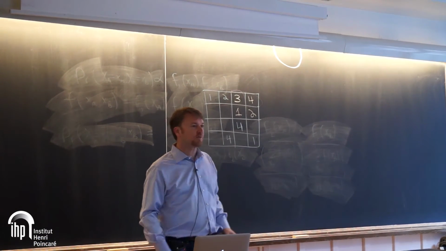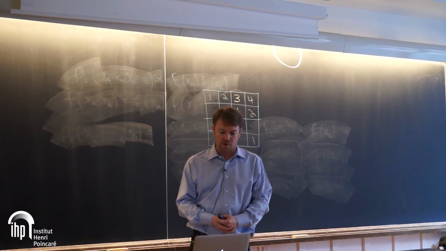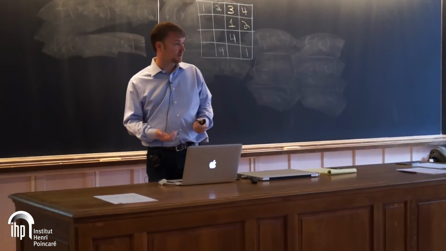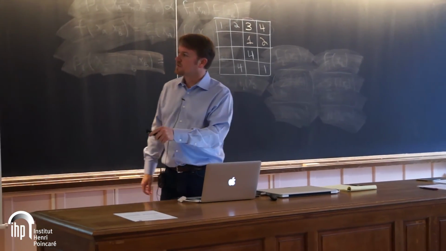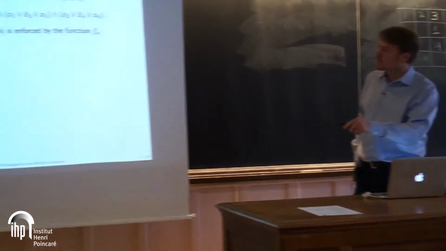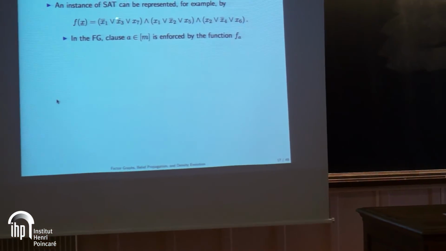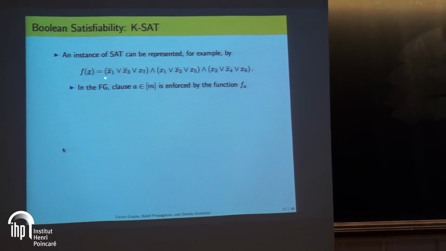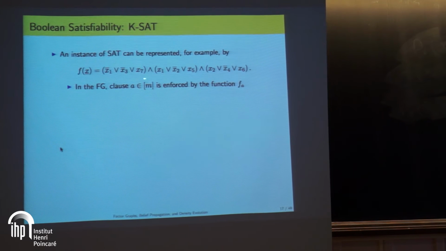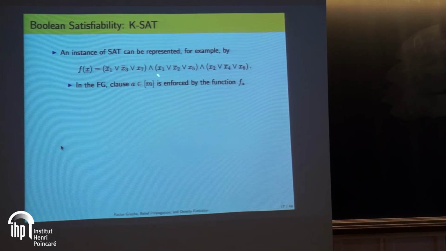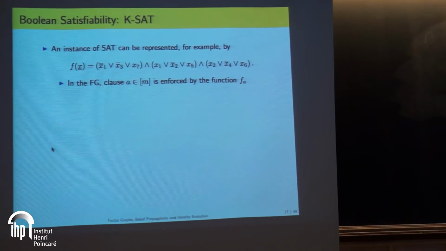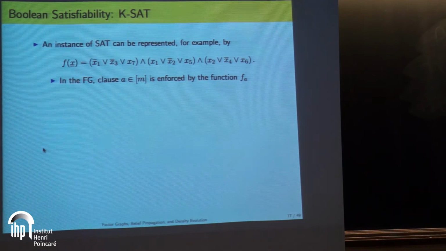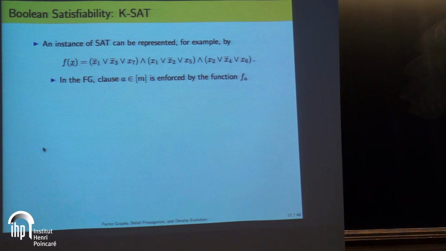So now how about Boolean satisfiability? This is another case where we can do similar things. In this case, a SAT problem can be thought of as clauses, which are the ORs of variables and their complements, the NOTs, ANDed together. So this I would read as not x1 or not x3 or x7, all ANDed with x1 or not x2, etc. So in the factor graph, each clause can be enforced by some function. For the first clause, I can take a function which evaluates to 1 only if this clause is satisfied and 0 otherwise, and so on.